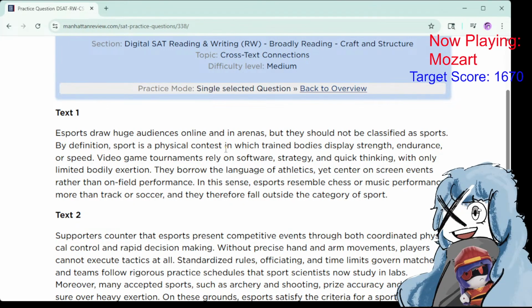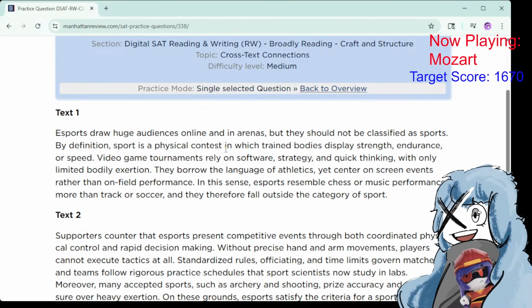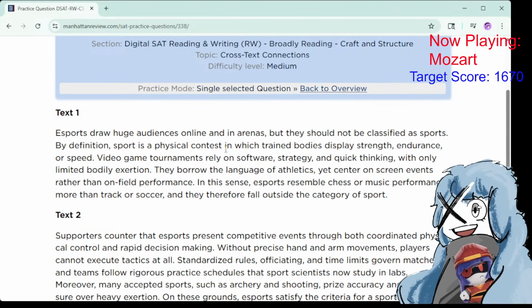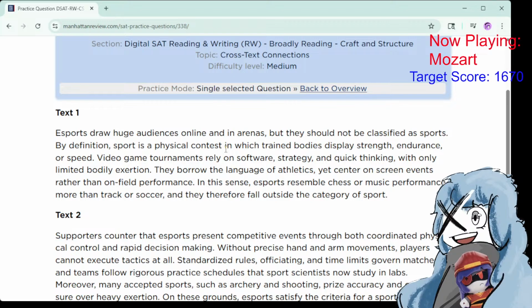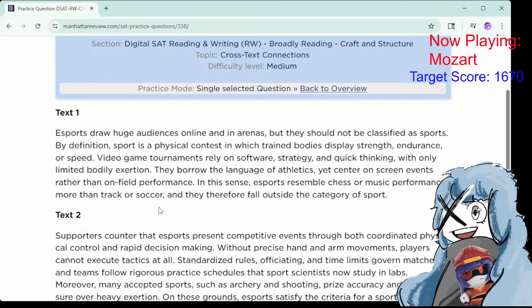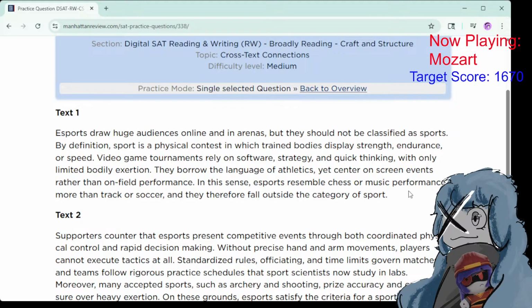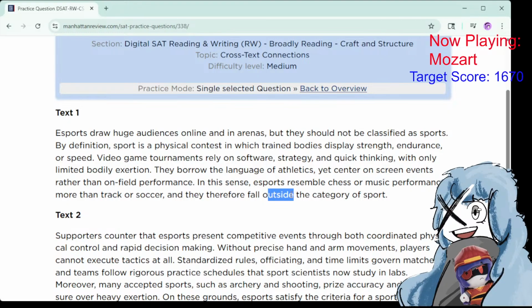Big topic. By definition, sports are physical contests in which trained bodies display strength, endurance, or speed. Video game tournaments rely on software, strategy, and quick thinking, with only limited bodily exertion. They borrow the language of athletics, yet center on screen events rather than on-field performance. In this sense, esports resemble chess or musical performance more than track or soccer. They therefore fall outside the category of sports.